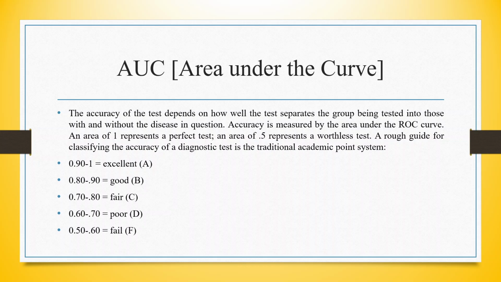There is a rough guide which we should follow, or rather the limits which have been specified. 0.90 to 1, the model is working excellent. 0.80 to 0.90, good. 0.70 to 0.80, fair. 0.60 to 0.70, quite poor. 0.50 to 0.60, the model is failing. So here we can say that the model is as good as a random guess, and therefore it's not necessary to use the model.